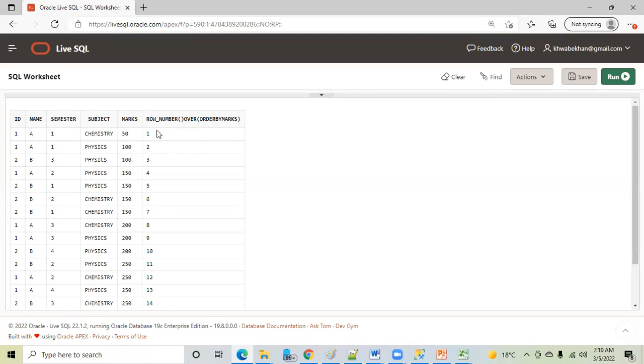Okay, fine. So I have written here row number over order by marks. This row number is nothing but like a serial number. If you see, this is like a serial number, no?